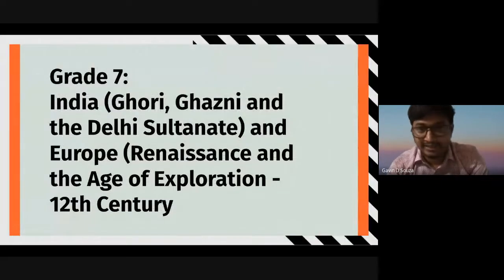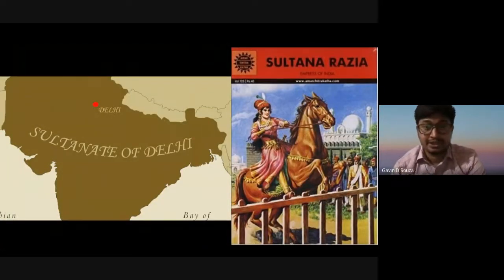Coming to grade 7 now, at the grade 7 level, we aim towards developing skill sets among our students like analysis of significance, cause and effect, drawing meaningful parallels between then and now. India in the 12th century, we discussed Ghazni, Ghori, and the Delhi Sultanate.